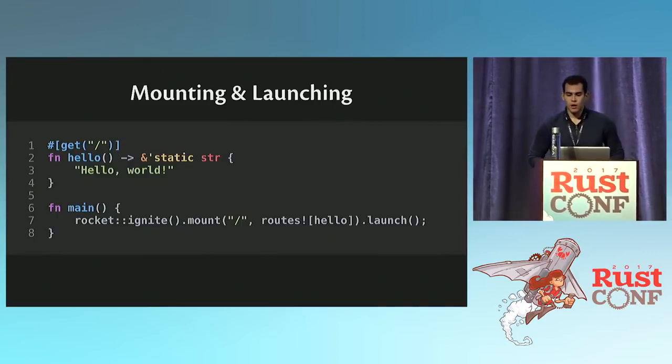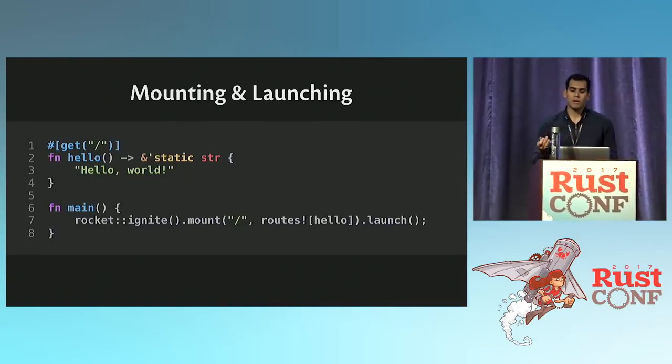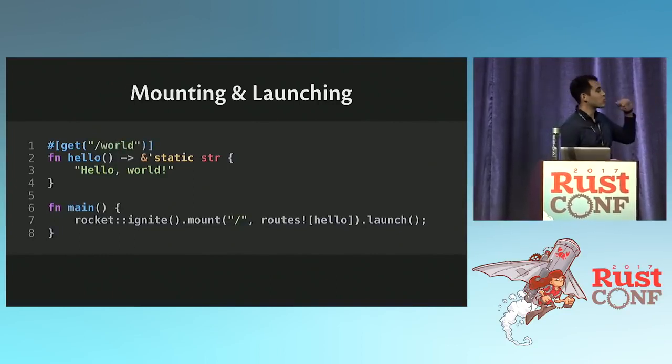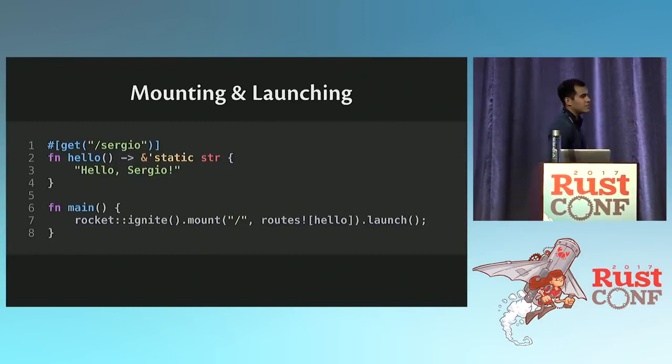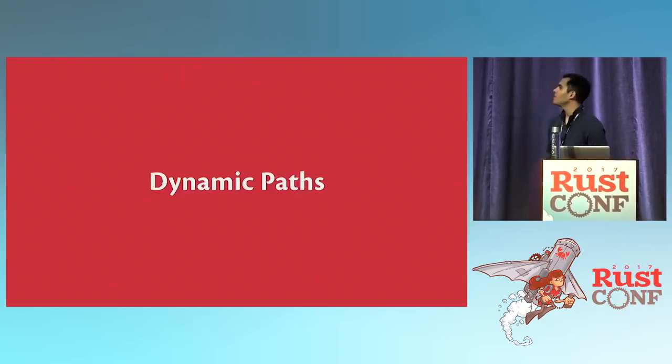All right, so this is fine, right? This is cool. We can write a hello world, but we can't really do anything particularly interesting yet from what I've shown you. We can change the path, so we can change get slash to, for instance, get slash world. And now we'd have to go to localhost 8000 slash world. We change it to slash Sergio, and then we'd have to go to localhost 8000 slash Sergio. But ideally, we can do more. And of course, you can do more.